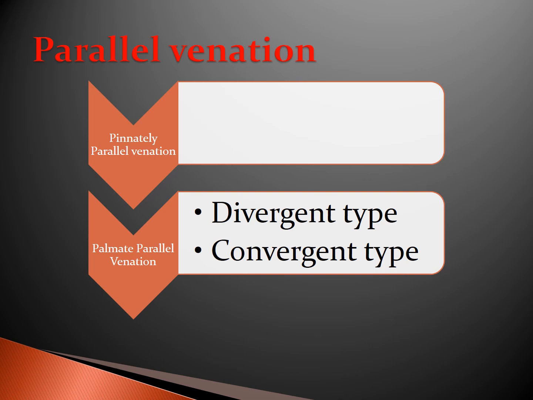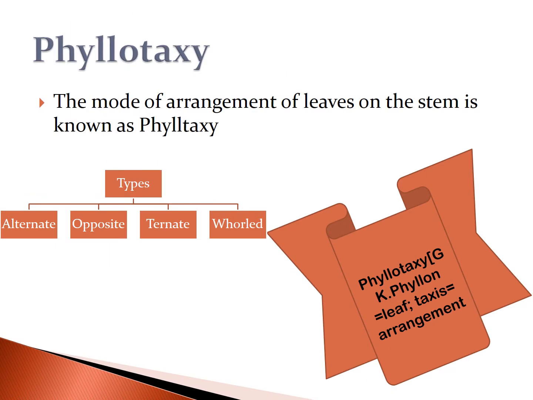Now we are going to see about phyllotaxy. The mode of arrangement of leaves on the stem is known as phyllotaxy. In the previous part we learned the types of leaves. Now, how all the leaves are arranged on the stem of the plant is called phyllotaxy. These also have four types.